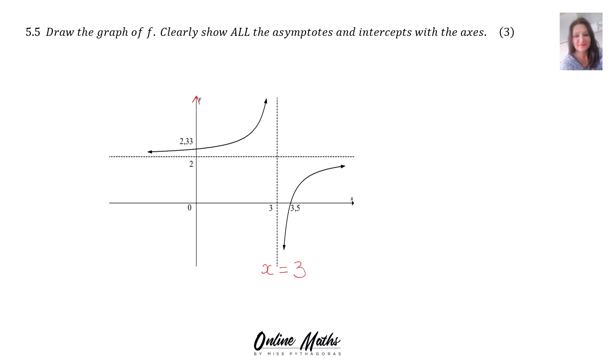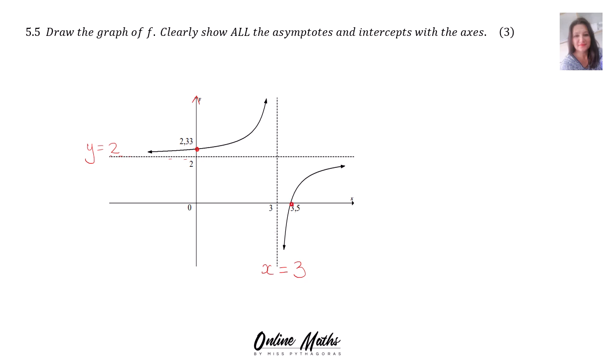Remember, it has to be a dotted line. There is your line y is equal to 2, your horizontal asymptote, as a dotted line. And then we calculated the y-intercept was 2,33, your x-intercept 3,5.